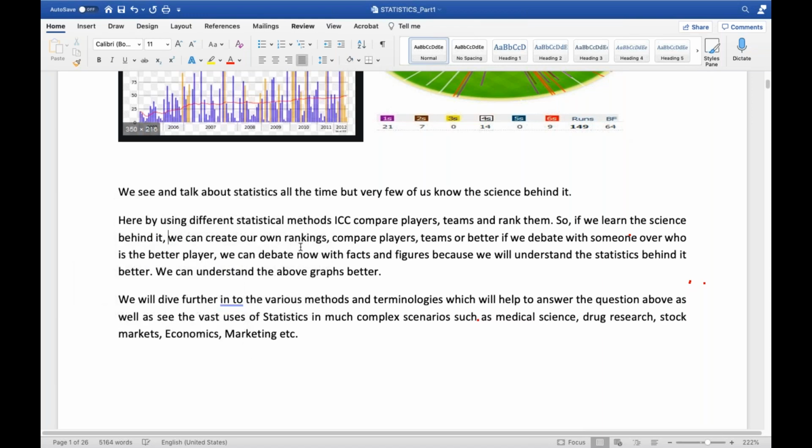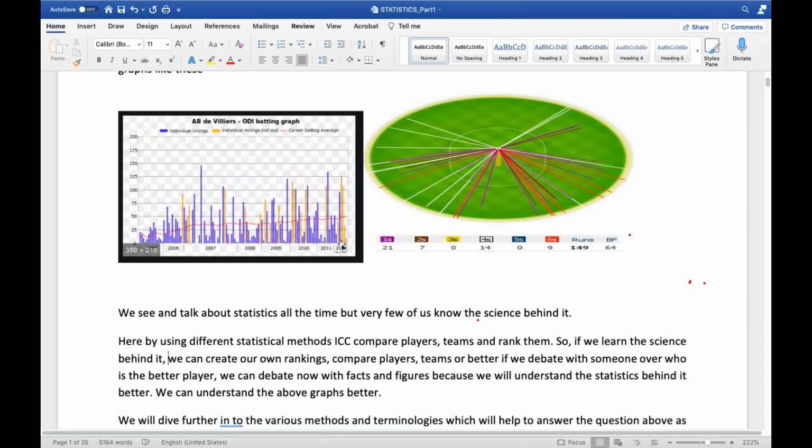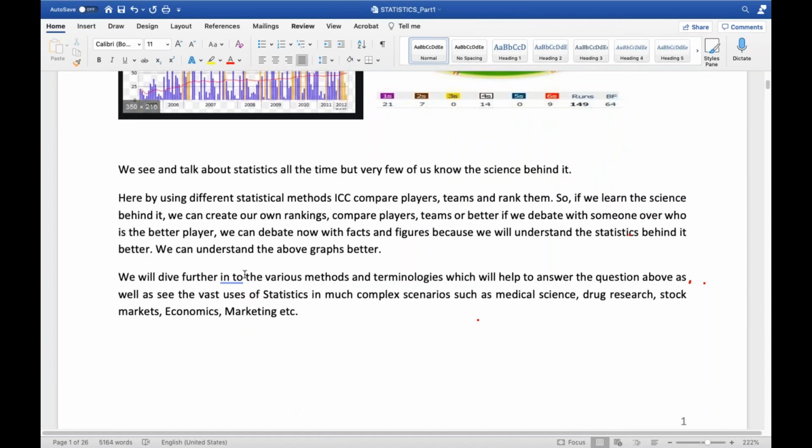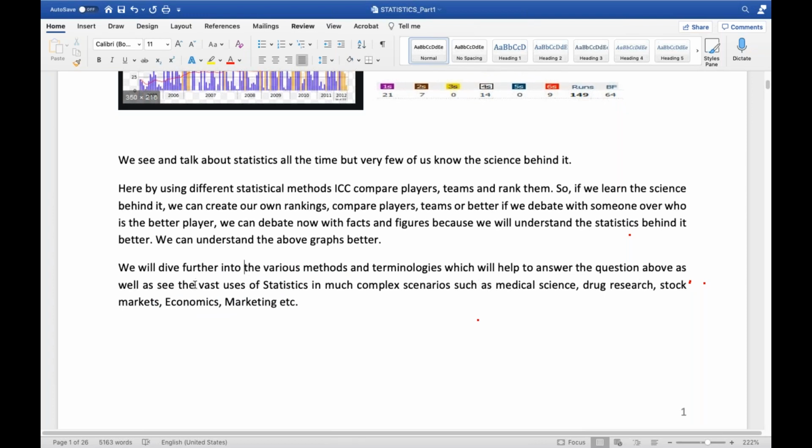We can create our own rankings and compare players, or better, if we debate with someone over who is the better player, we can debate with facts and figures, because we will understand the statistics behind it. We can understand which graph is better, the one which gives more meaning on this particular thing. We will dive further into the various methods and terminologies which will help you answer the questions above as well.